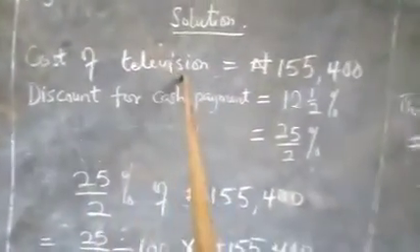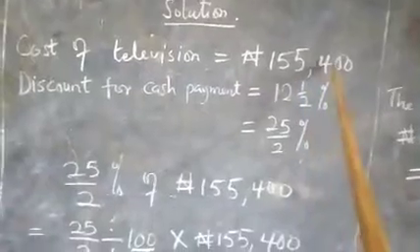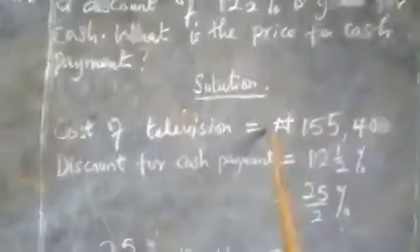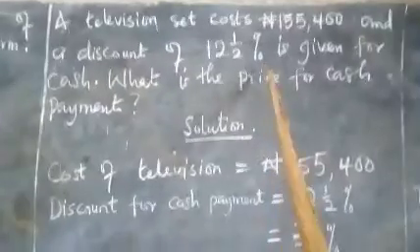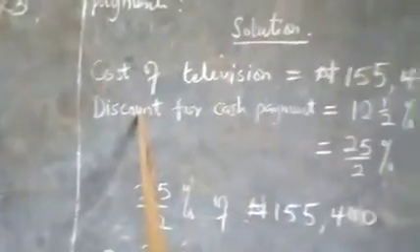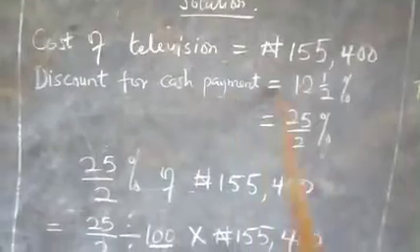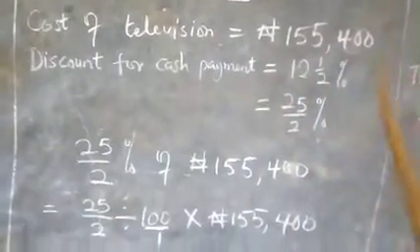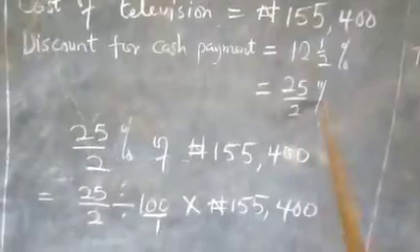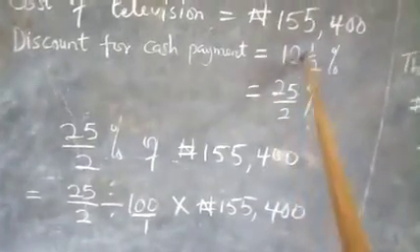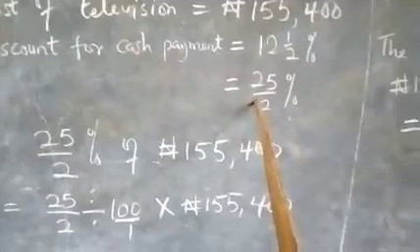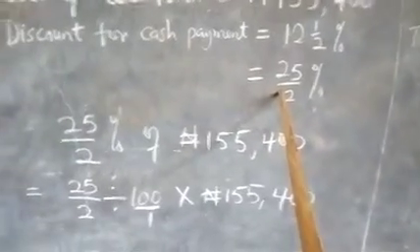Cost of television is equal to 155,400 naira. I'm trying to bring out the given parameters in the question. What we have been given, the values given, we need to write it out here. Then the discount for cash payment is equal to 12.5%. 12.5 means 25/2, taken to improper fraction. Looking at 12.5, it is a mixed fraction. So when we take it to improper fraction, we have 25/2.